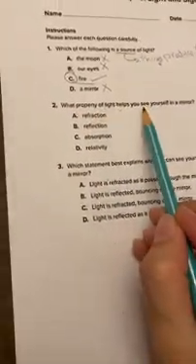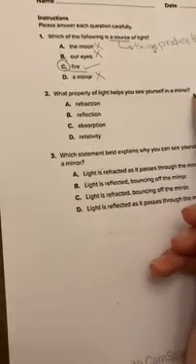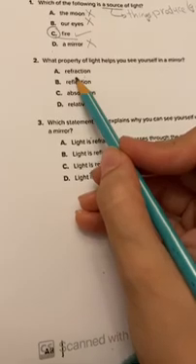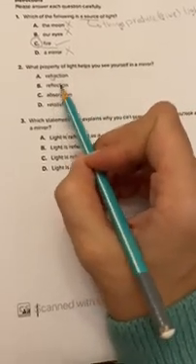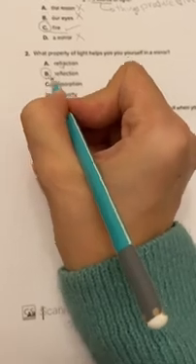2. What property of light helps you see yourself in a mirror? Is it A, refraction? You have to focus here. That's something called refraction, something different from the word that we know, reflection with the L. So we know that we see things around us due to what? Light reflection. So the answer is B.